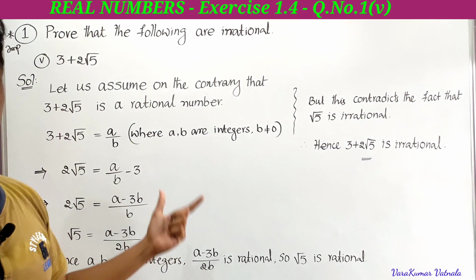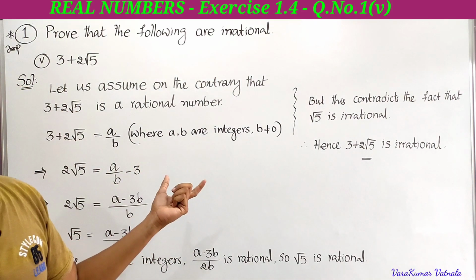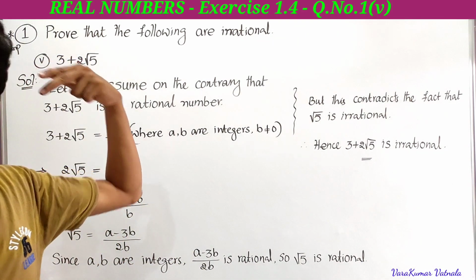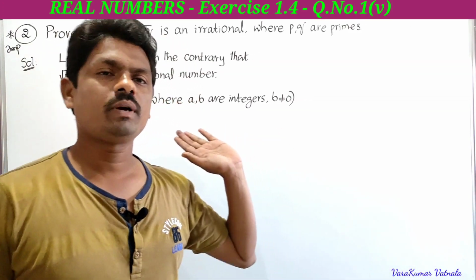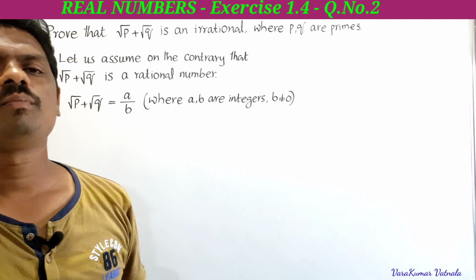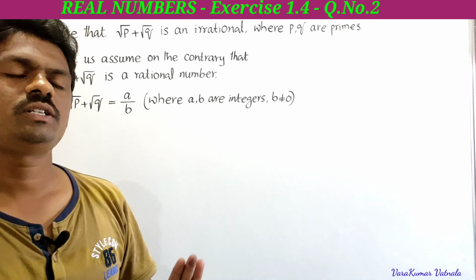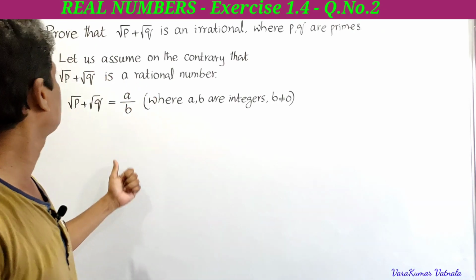Totally we have 5 bits. All the 5 bits we have completed. So next we have to solve the second problem. This is the second problem in the 1.4 exercise. Already we have completed the first problem. There are 5 bits in the first problem. This is the second problem.